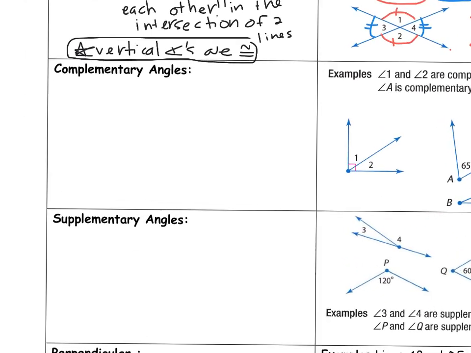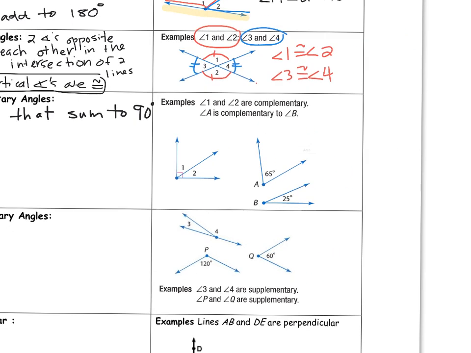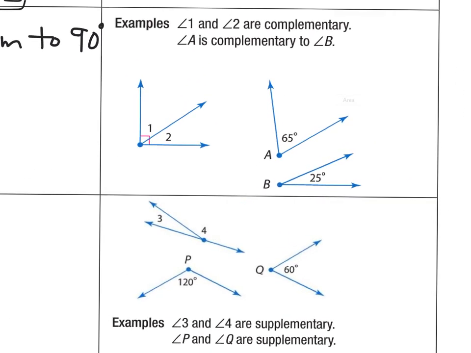All right, complementary angles. These are two angles that give each other complements all the time. Just kidding. They are two angles that sum to 90 degrees. Pretty easy to remember. Two angles that sum to 90 degrees. All right, look at the examples. So this symbol right here, that symbol means 90 degrees. So we could write this, angle 1 plus angle 2 equals 90.